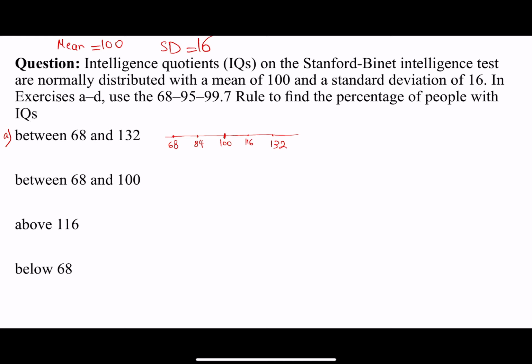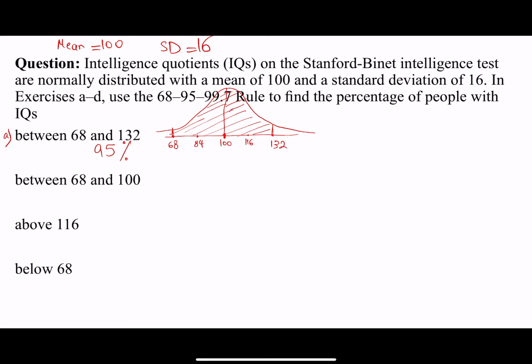So part A wants you to find the percentage between 68 and 132, this area. Based on the rule, two standard deviations to the right, two standard deviations to the left. What percentage of the data items are approximately in that area? Two standard deviations away from the mean value, 95%.